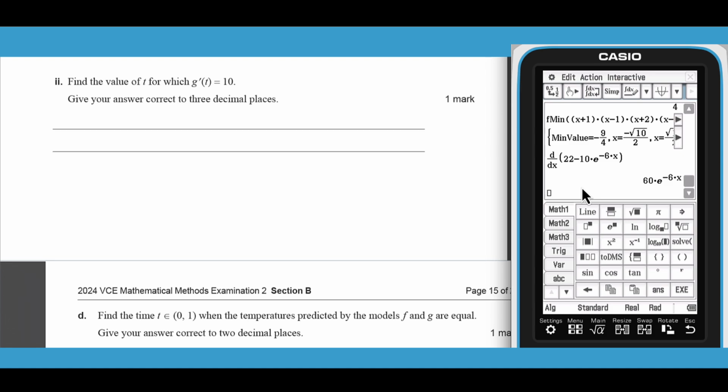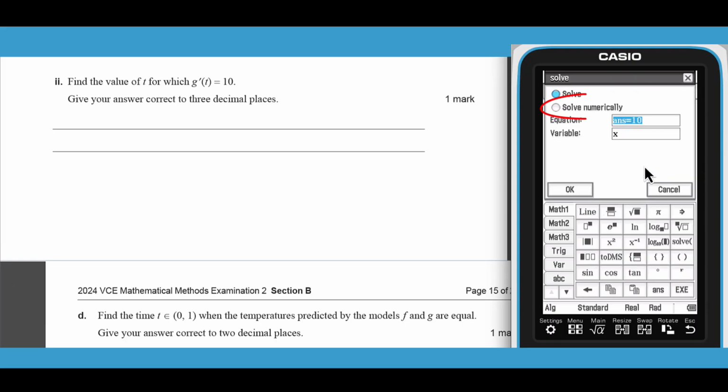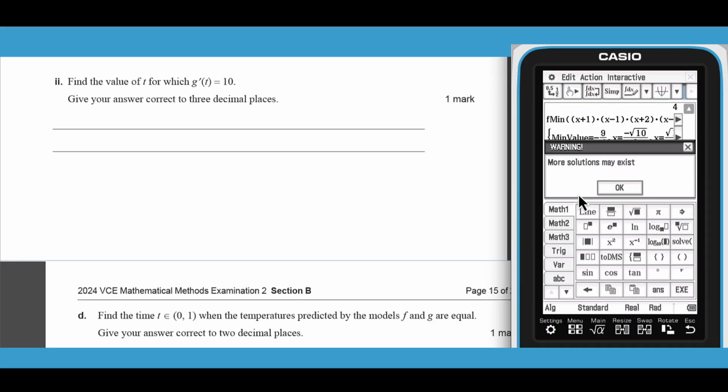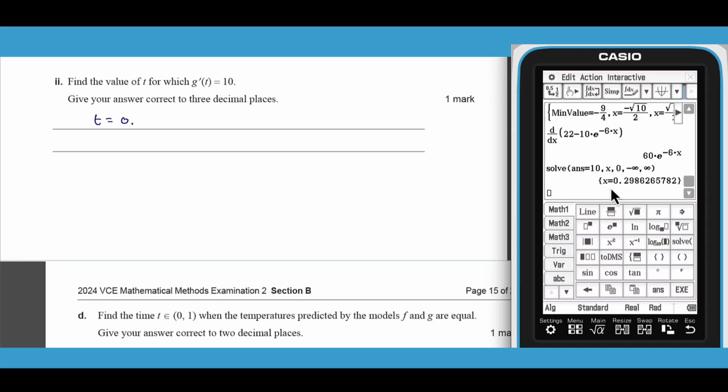For C Part 2, we need to solve this derivative equal to 10. Choosing the Solve Numerically option, the solution, rounded to 3 decimal places as required, is 0.299.